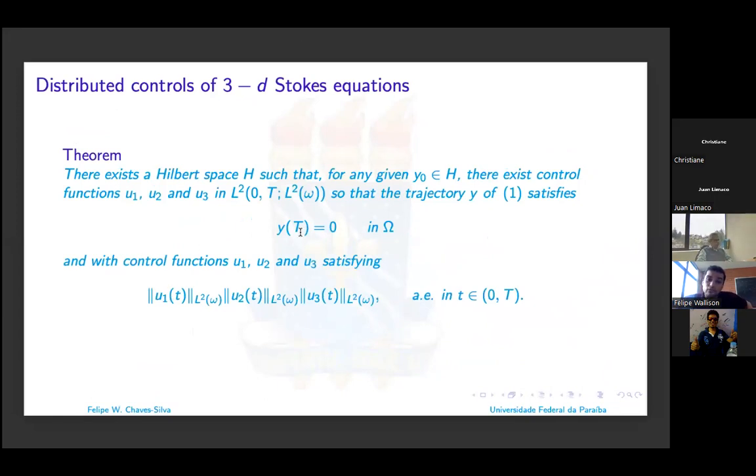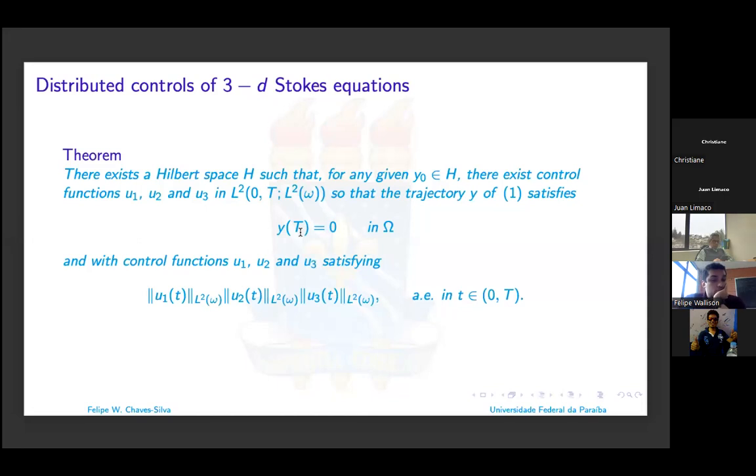So you can drive the solution of this Stokes system to zero by two controls in which at each moment only one of the two is active, okay? And this is a very nice result. Of course, you can also write this for the boundary control of the Stokes system, but I don't want to enter into that because the technicality is even worse than this one. So I don't want to do that. Okay.